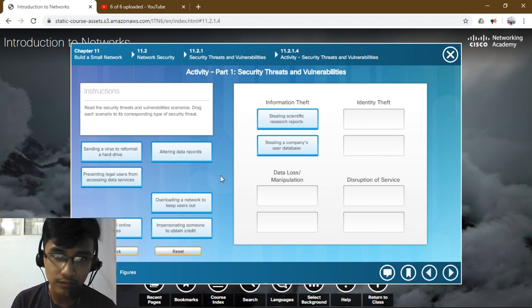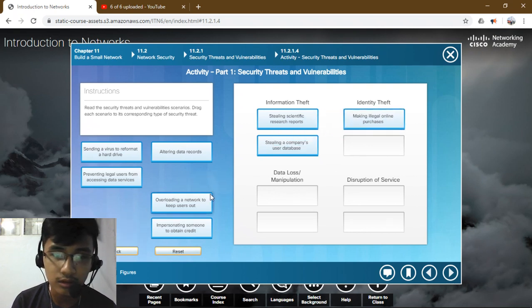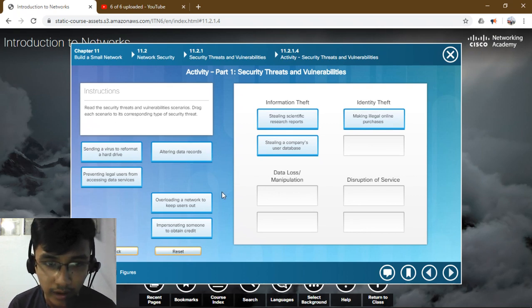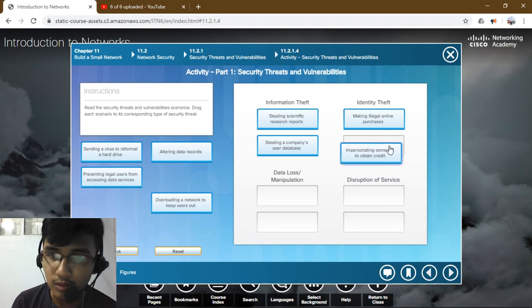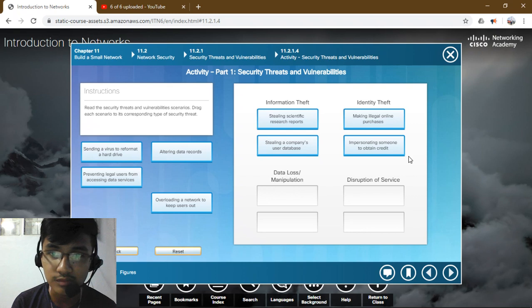For identity theft, as I said, this makes illegal online purchases with your account without your prior knowledge. Impersonating someone is identity theft because an unauthorized person acts like he or she was the one who originally has that identity.